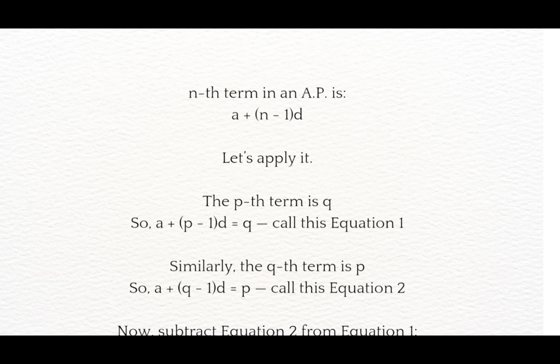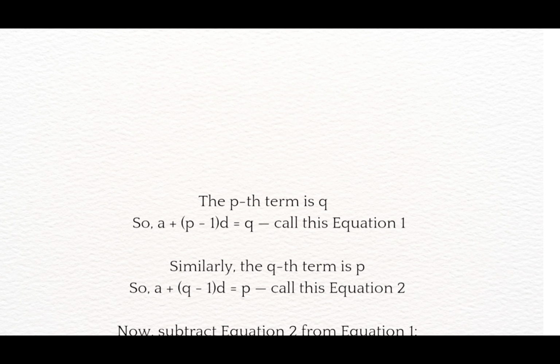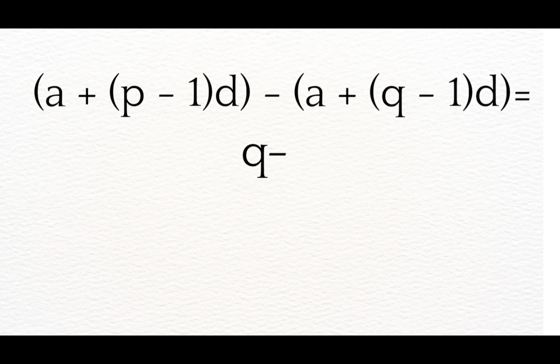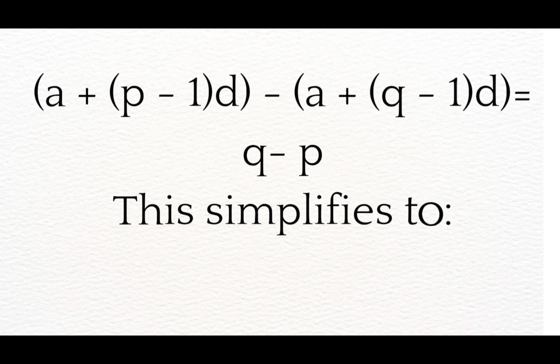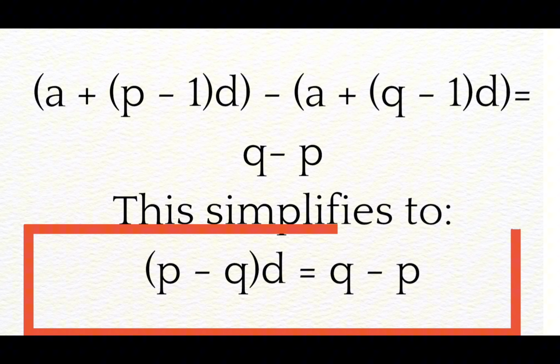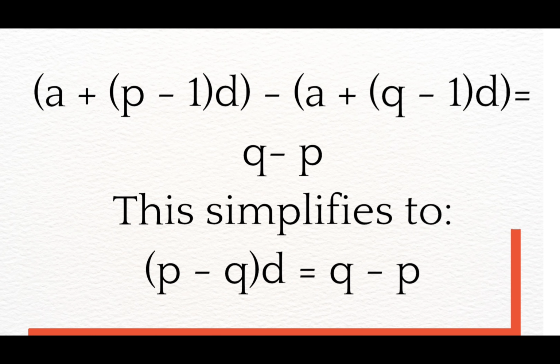Now, subtract equation 2 from equation 1: a + (p-1)d - (a + (q-1)d) = q - p. We're using our algebra skills here, and look, things are already getting simpler. This simplifies to (p-q)d = q - p. Wait, look closely, both sides have the same numbers but opposite signs. This is a huge clue. It tells us something important about our common difference.